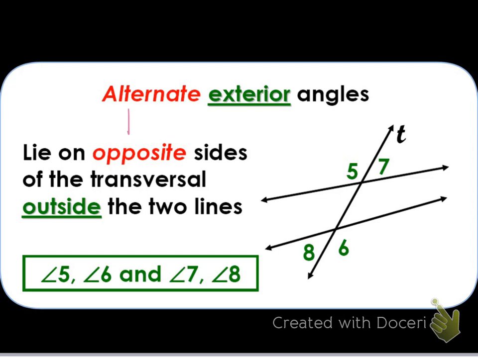Okay, alternate exterior: the transversal alternates, and this time the angles sit on the outside of my parallel lines, so 5 and 6, and they will be congruent again. Because the only one that should be supplementary is the same side interior. And then alternating the transversal and sitting on the outside of my parallel lines, it's going to be 7 and 8 as your other one.